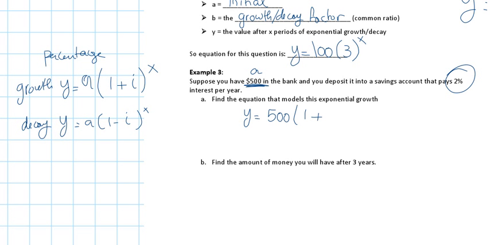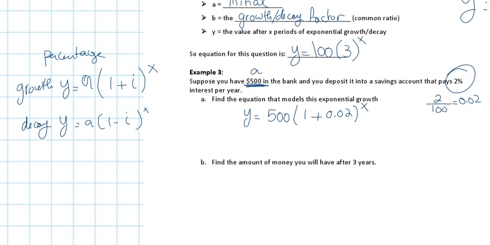I is your percent, but it can't be in percent. So you can't write 2. What's 2%? 0.02. How do you find that? 2 divided by 100. You always have to change it to the decimal. So that's 1 plus 0.02 to the power of x.